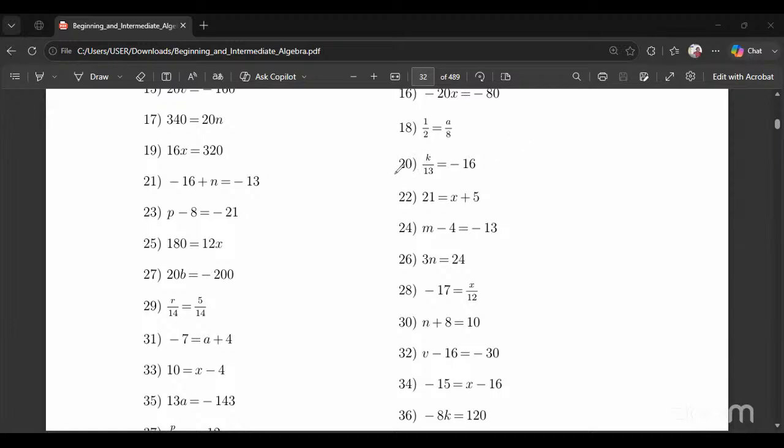All right, so let's do question 20. Question 20, we have k over 13, and that is equal to negative 16. Here in this problem, we really want to get the value of k. And I like the way Mr. Chinonso explained this. When you see k over 13 on the left-hand side and a whole number on the right-hand side, some students struggle with this kind of problem.